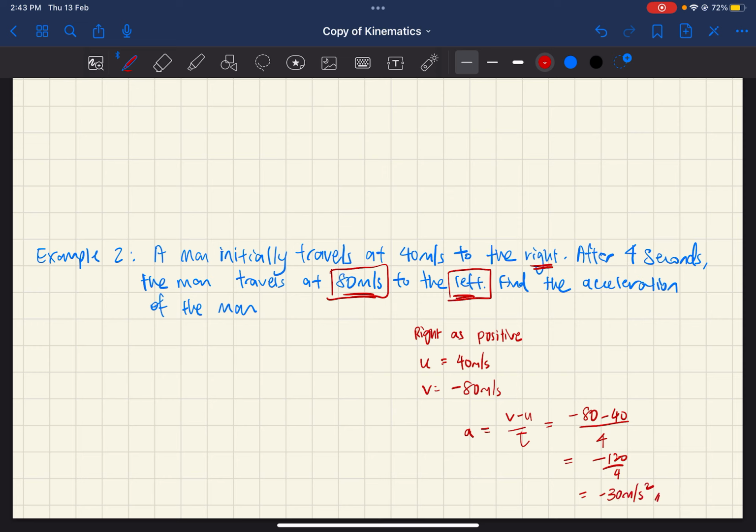So let's say I take left as positive. Then what happens? My acceleration will be 80 minus negative 40 over the time taken, so it will be 30 meters per second squared. As you can see, the numerical values will be exactly the same. The negative and positive signs only indicate the direction. So in this case, your acceleration is acting towards the left because the left side is positive.